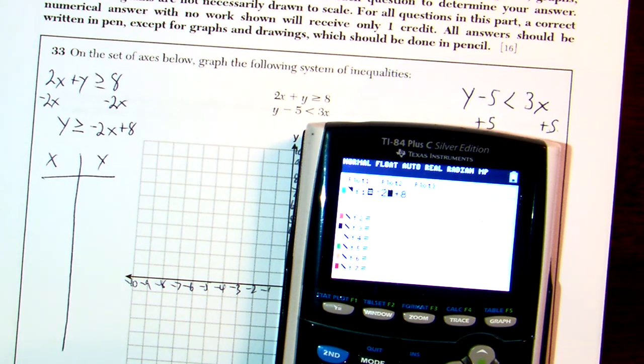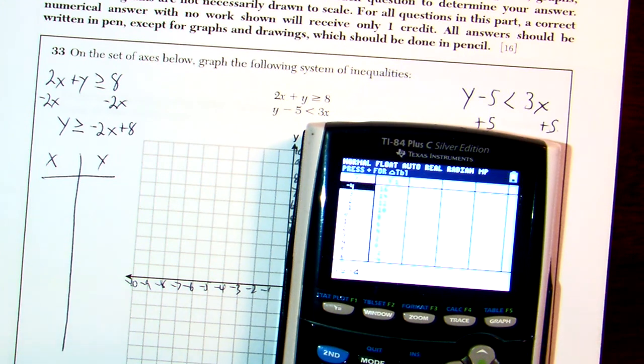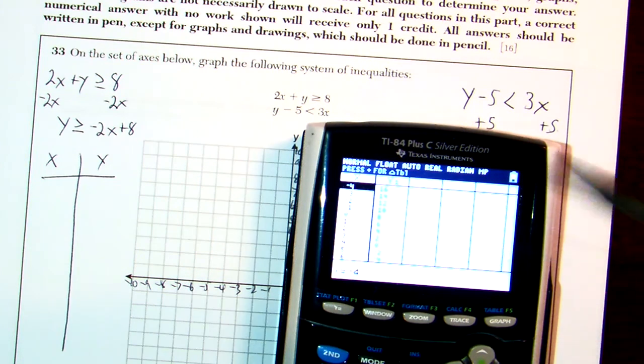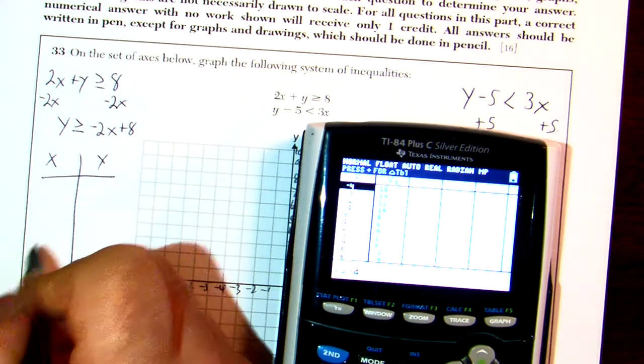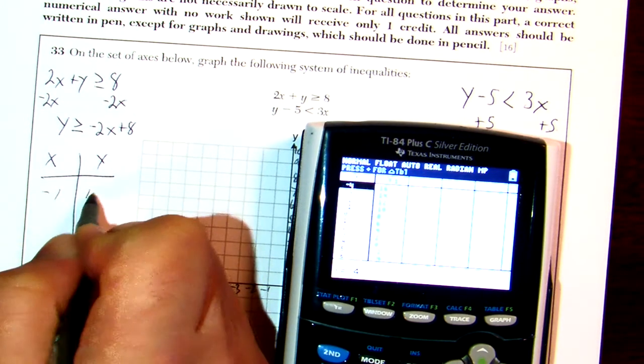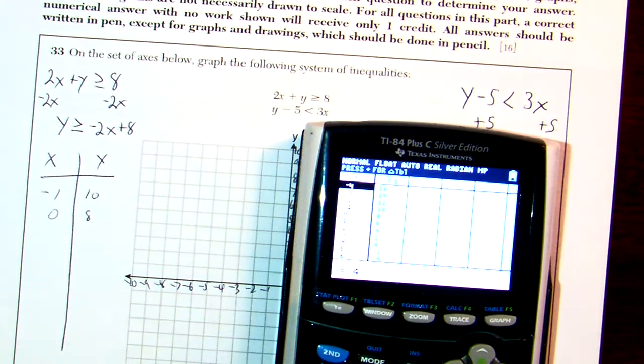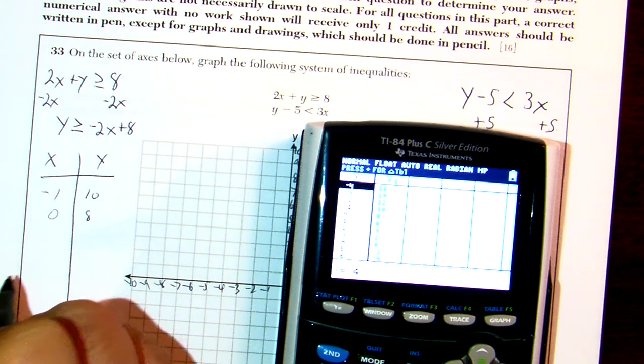But we need our XY chart first before we start graphing it. So second graph. And we want to stay on the graph, and since we have tens, we don't want anything bigger than tens. So we got negative 1, 10, 0, 8. What's the other ones here? 1, 6, 2, 4.